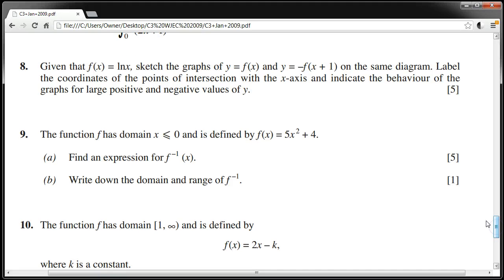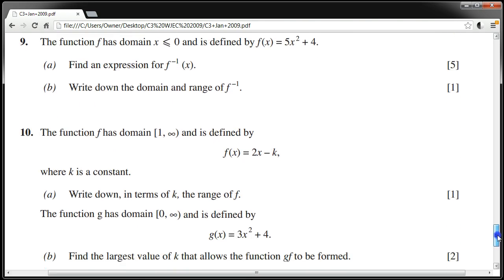This one, 8, let's have a look at the end of the paper now. Log, sketch this as a shift and then a minus. Should be fairly easy to draw. And then domains, inverses, and domains and ranges of the inverse. Standard fare, really, again, for 9.